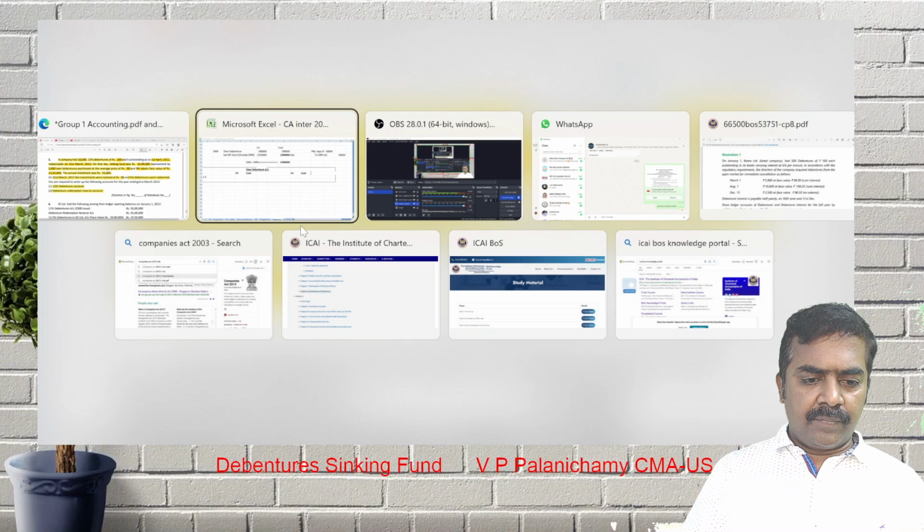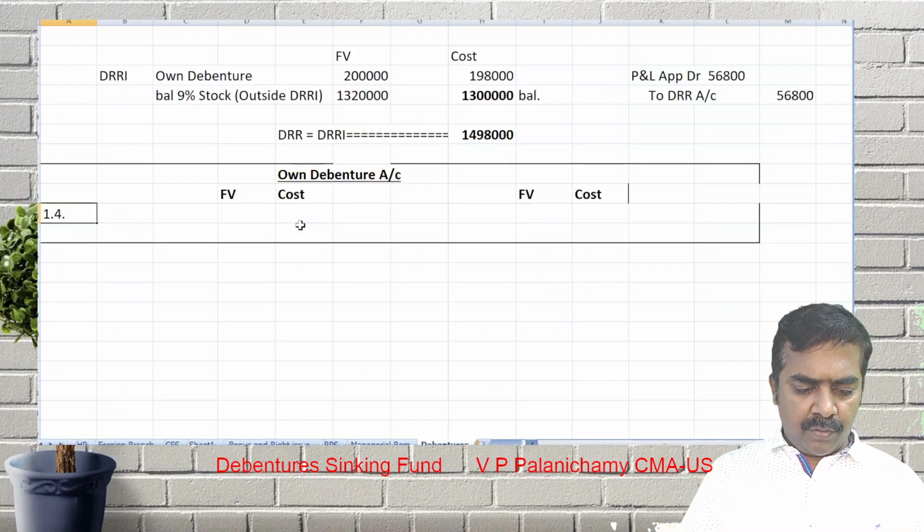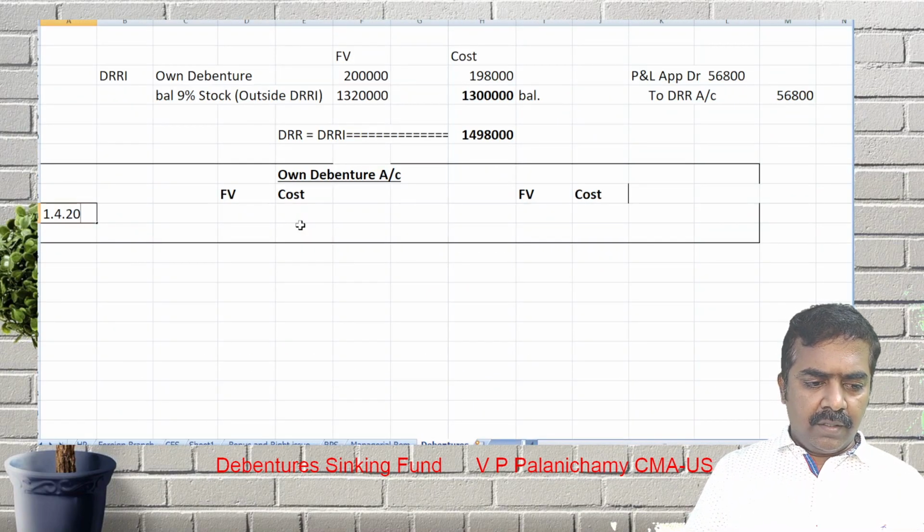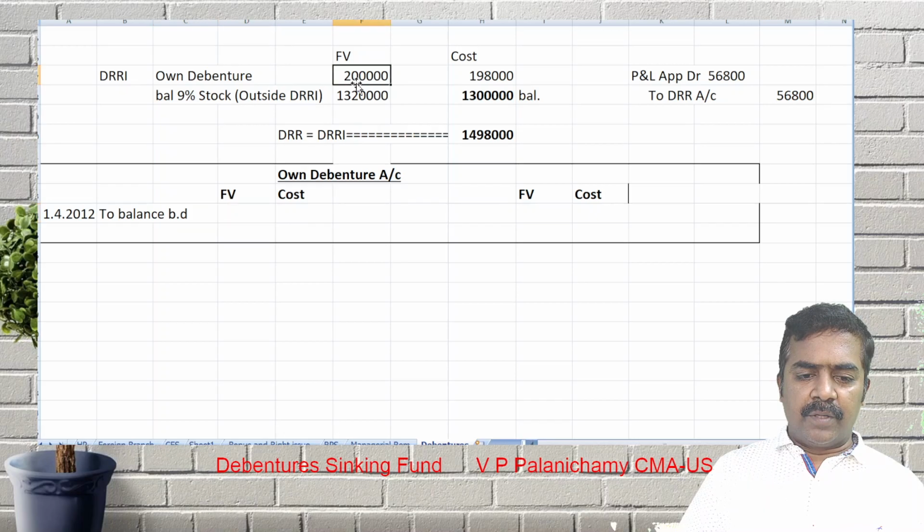1/4/2012 தானே? 1/4/2012 எவ்வளவு own debentures ஓட ஃபேஸ் வேல்யூ? To balance brought down. ஃபேஸ் வேல்யூ எவ்வளவு? இதனை ஒர்க் அவுட் பண்ணோம். 2 lakhs. அதோட காஸ்ட் எவ்வளவு? 1,98,000. காஸ்ட் இஸ் 1,98,000.